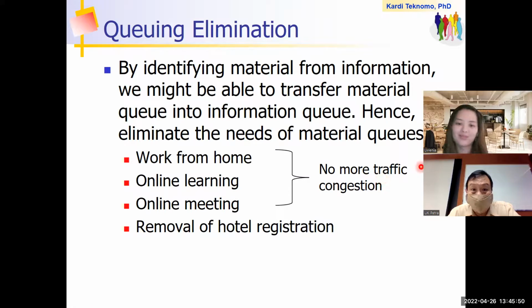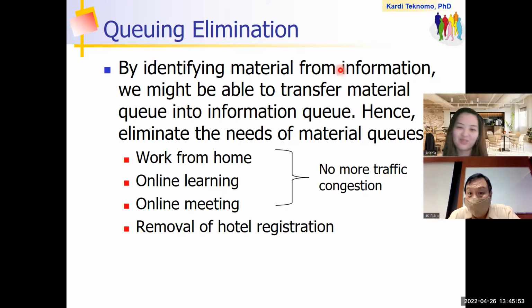So here it is. A while ago I said, by identifying the material from the information, we might be able to transfer material queue into information queue, right? So you can start to separate them. Now you can eliminate the need of material queue by, for example, work from home, online learning, online meeting. So no more traffic congestion. Say removal of hotel registration. This is just one example. So basically you can eliminate the queue, not just reduce it, because these queues are not necessary.